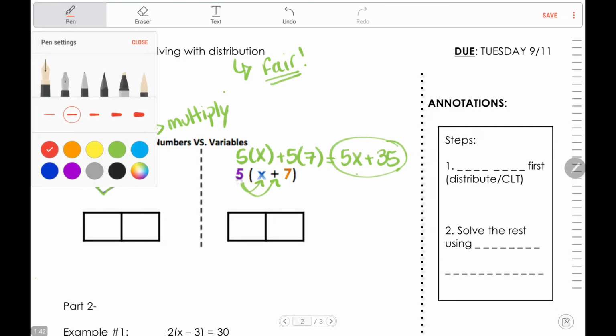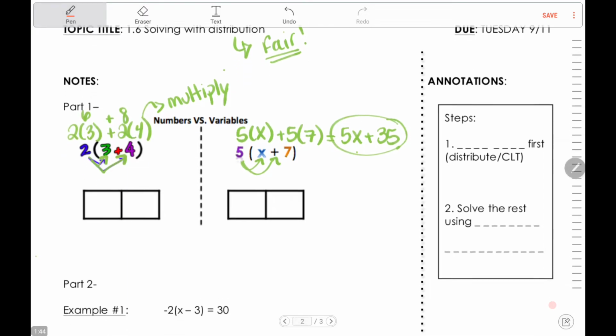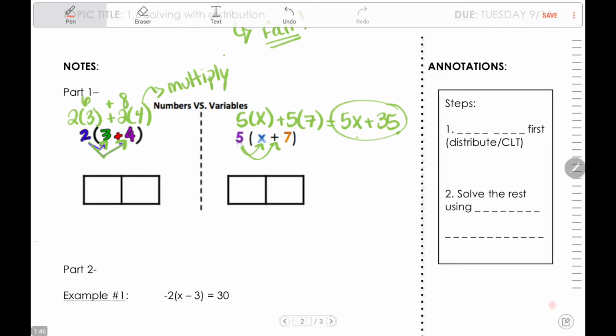Probably wondering what these boxes are for. I'm not sure if you guys have seen the box method before, but we're going to use that a lot later in the year. So I just want to introduce it with this when we are distributing something that's a little bit easier. You set it up like so, and what goes inside is essentially the multiplying part.